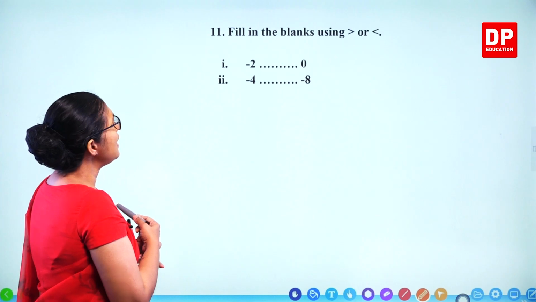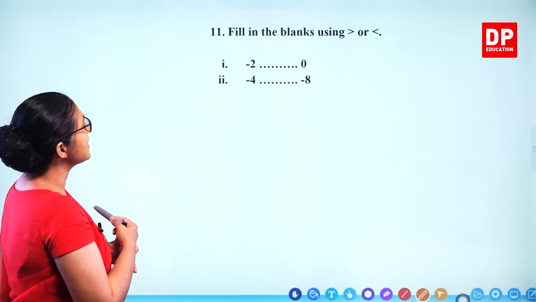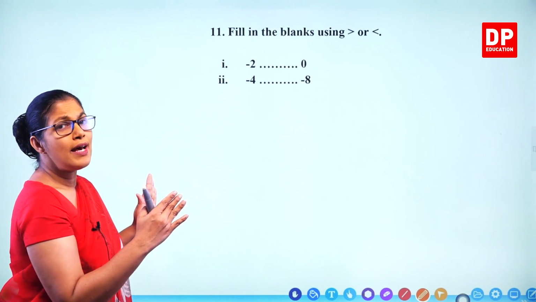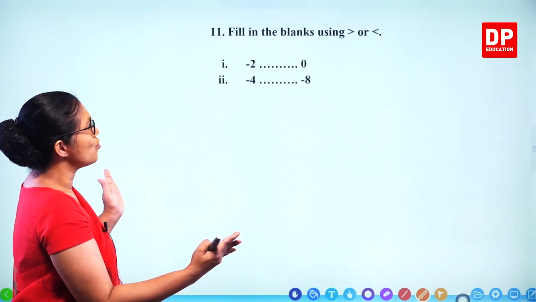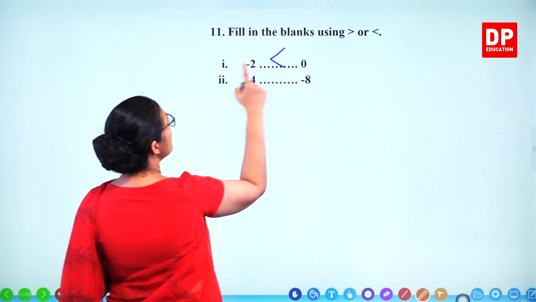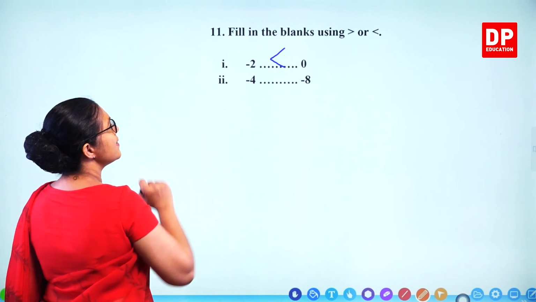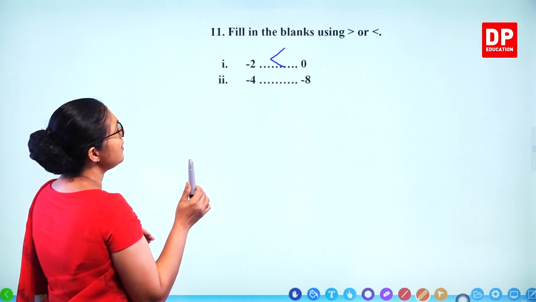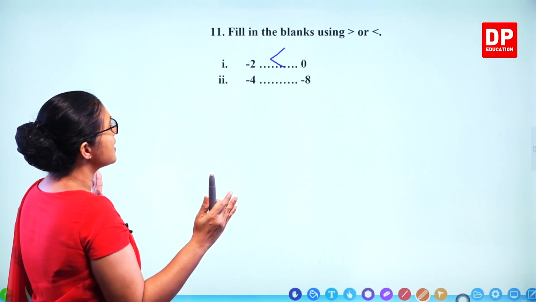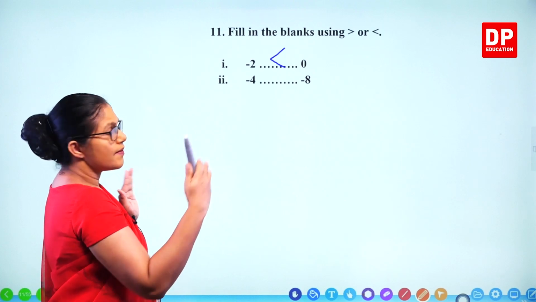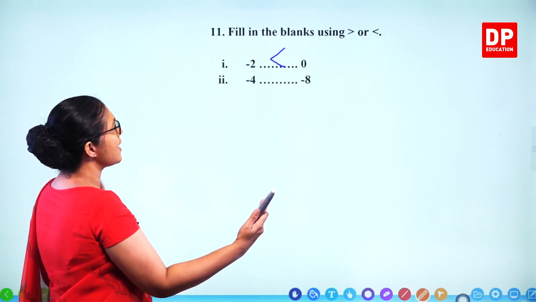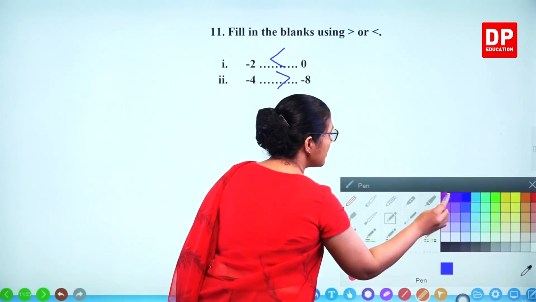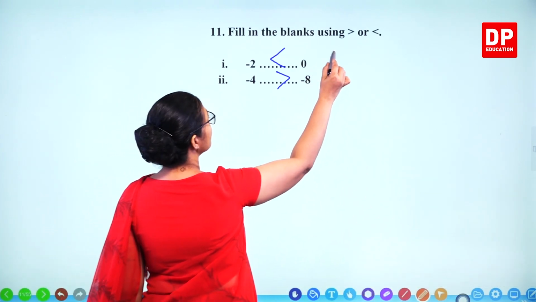Question number 11. Fill in the blanks using greater or less than sign. -2 and 0. So 0 is to the right side of -2. So 0 is bigger. -2 is less than 0. The next one, -4 and -8. Which one is greater? -4 is to the right side of -8. So this is greater. So 1 mark each.